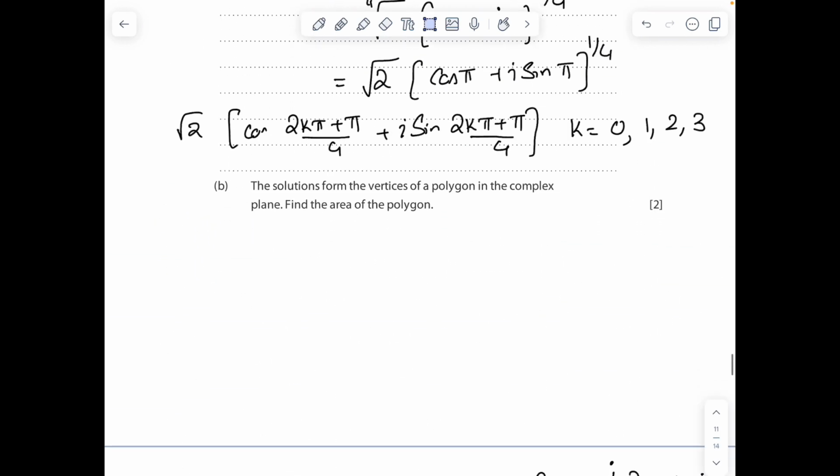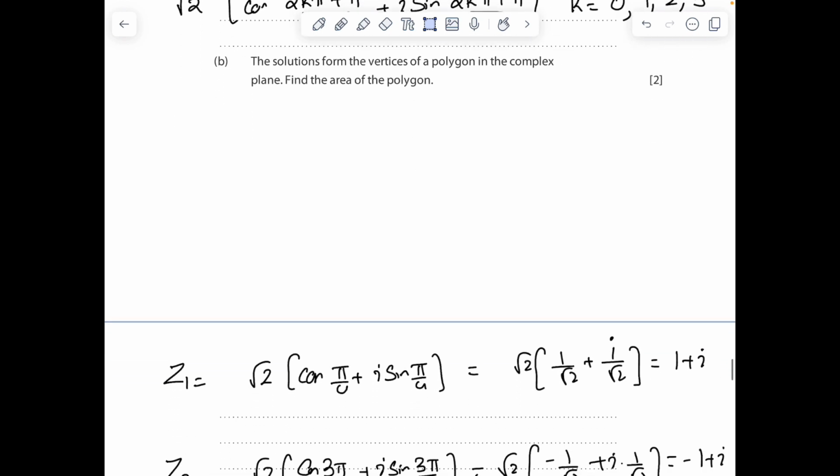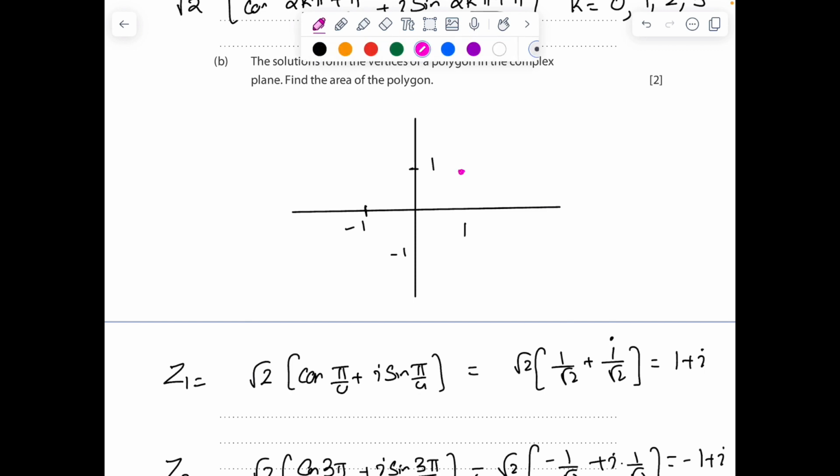Now come to part B, the solutions form the vertices of a polygon in the complex plane. Find the area of the polygon. So what am I going to do? I am going to draw the polygon. The first one is 1 plus i, x is 1, y is 1 over here, and minus 1 plus i, minus 1 minus i, and 1 minus i. So clearly we can see that it forms a rectangle. The four roots form a rectangle over there.